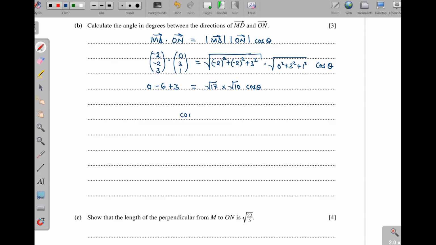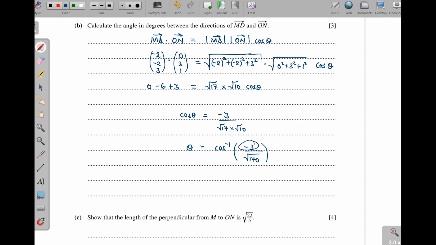So meaning that cosine of theta is going to be equal to -6 plus 3. What do you get? -3. Then you divide by root of 17 times root over 10. So meaning theta shall be equal to the arc cos of -3 out of root of 17 times 10, using the rules of surds. You can just multiply those and then we have that.